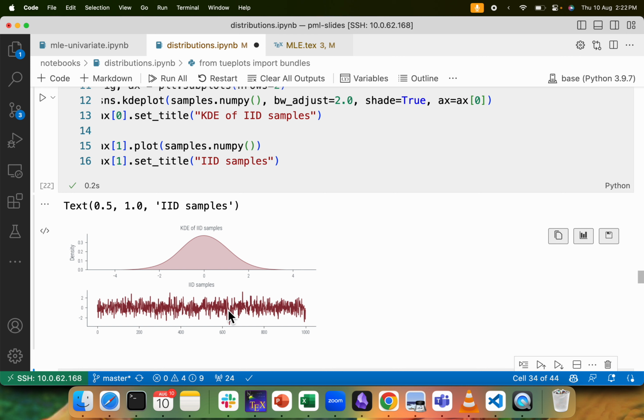So instead of saying that we have 1000 samples from a normal distribution, we say 1000 IID samples from a normal distribution. Okay. Yes. Other questions?